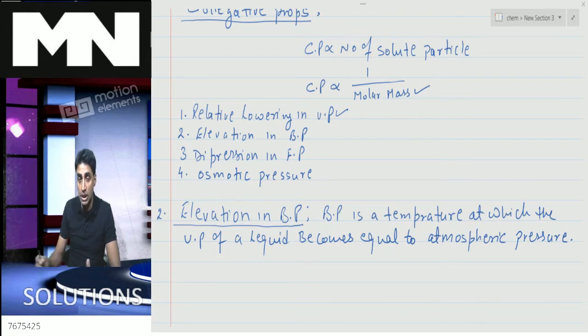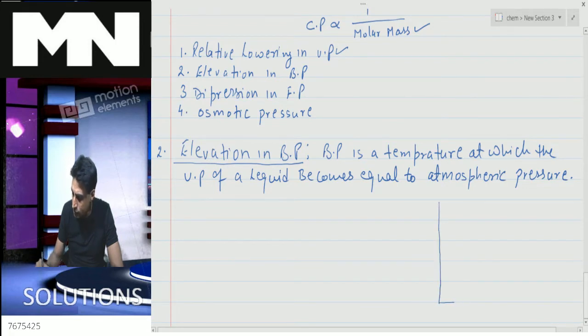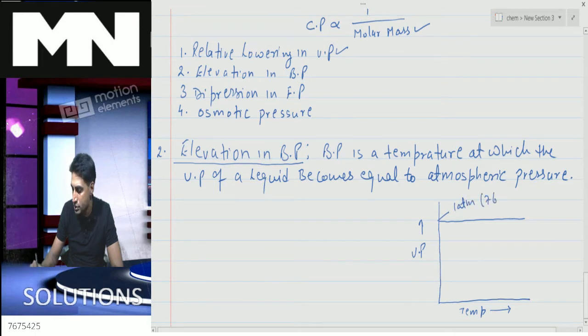Now we'll see graphically how it happens. Suppose here I am showing you a graph, and this graph is between vapor pressure and temperature. Suppose this is 1 atmospheric pressure. Here the value is 1 atm or 760 millimeters of mercury. This is the atmospheric pressure.